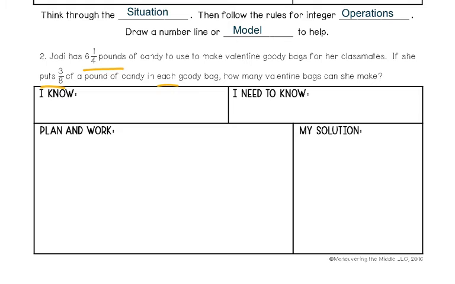So take a second to write down what we know, pause the video, and then press play to check. So you should have written down that she has 6 1/4 pounds in total, and you abbreviate pounds by writing LBS. LBS is the same thing as pounds. And she's putting 3/8 of a pound in each bag. And the last part of the question, what we need to know, is always in that last part of the question. How many Valentine's bags can she make? So just how many goodie bags can she make?